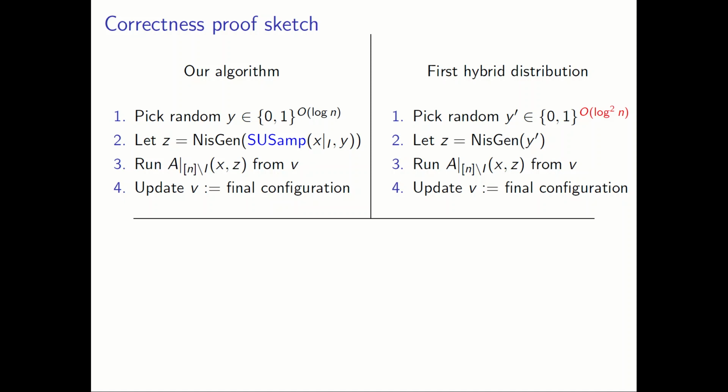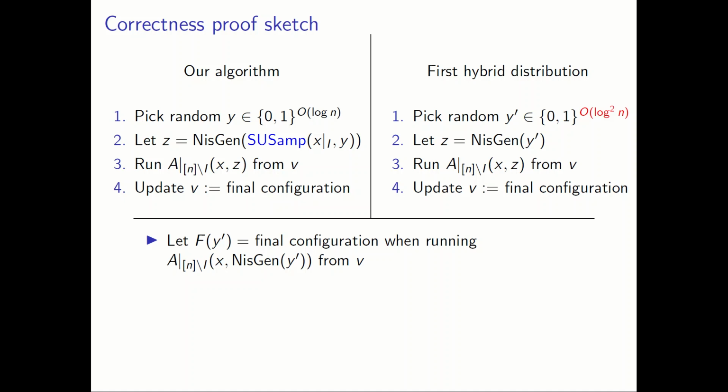Now I want to argue that these two distributions are close for most values of X. The way we need to do that is to remember the guarantee of a sampler. It's defined in terms of some function that's using the output of the sampler. So let f of y prime be the final configuration you get when you take y prime, stretch it out using Nisan's generator, and feed it into the restricted algorithm. Then the number of bad x's can be bounded by, from the definition of a sampler, there are only 2 to the log to the 6th n bad settings of the bits of x inside I.